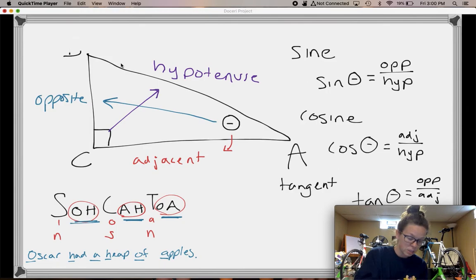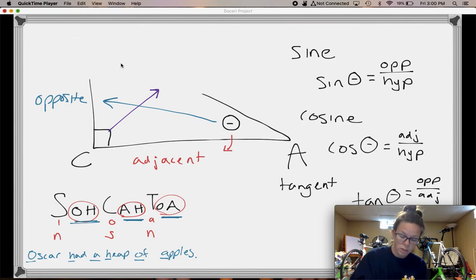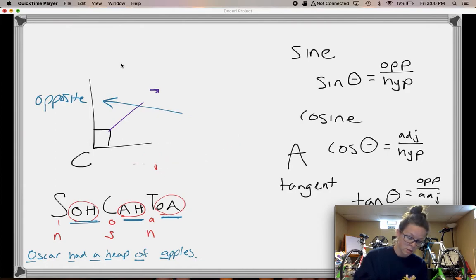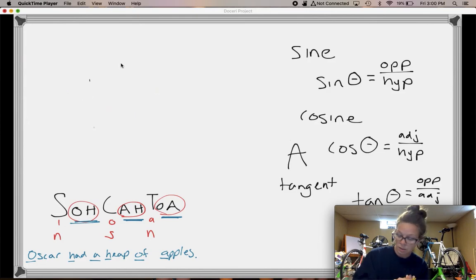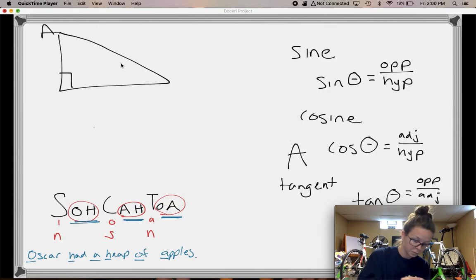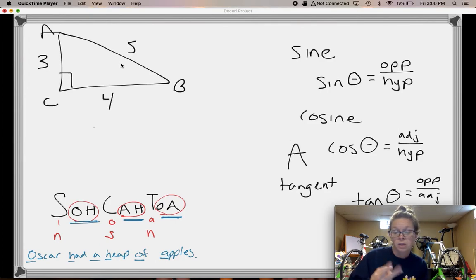I'm going to erase this triangle, but I'm going to leave up the rest of the notes so that we can refer back to those. And look at a problem that's going to be like what you'll see in your homework. In your homework, you're going to have a right triangle. All the sides are going to be labeled with numbers. If they weren't all labeled, as long as we had two numbers, we could use the Pythagorean theorem. Remember, a squared plus b squared equals c squared, and we could find the missing side if we needed to. But in your homework, they're all going to be labeled.